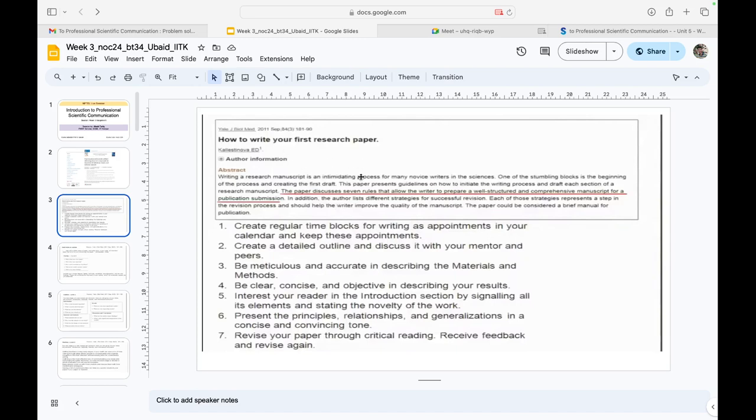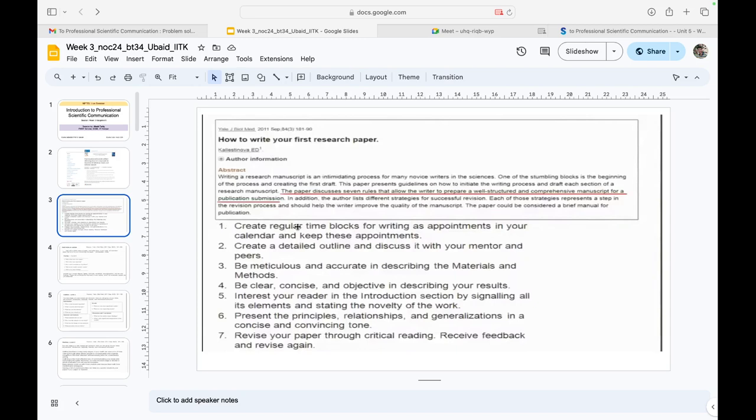So the first thing is, when you start writing the paper, there are even papers about how to write a research paper. This is one paper titled How to Write the First Research Paper. It discusses seven rules that allow writers to prepare a well-structured and comprehensive manuscript for publication submission. These are some of the important points mentioned in this paper. The author has mentioned some important points that one should consider.